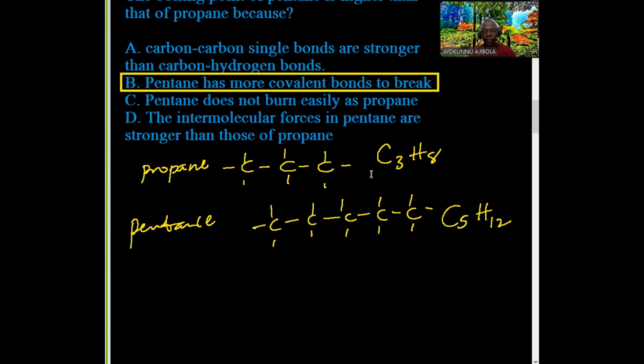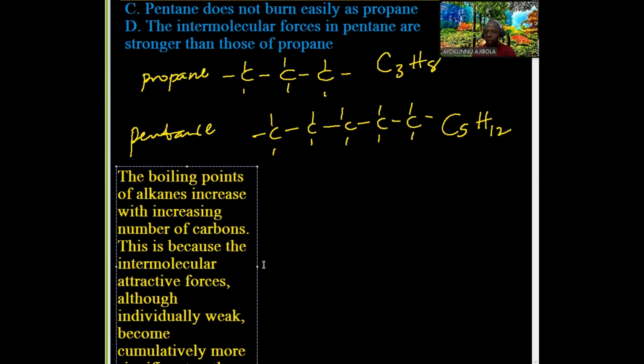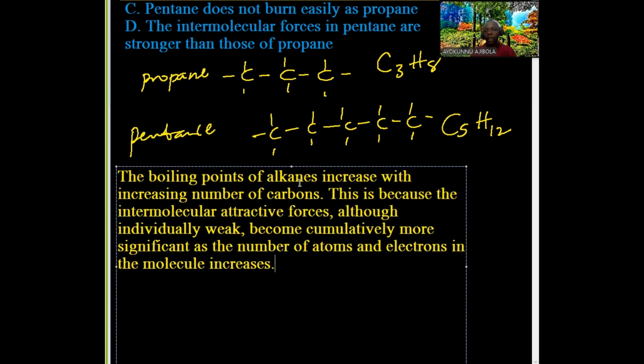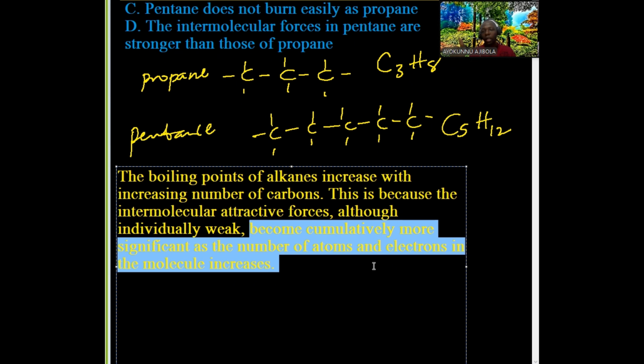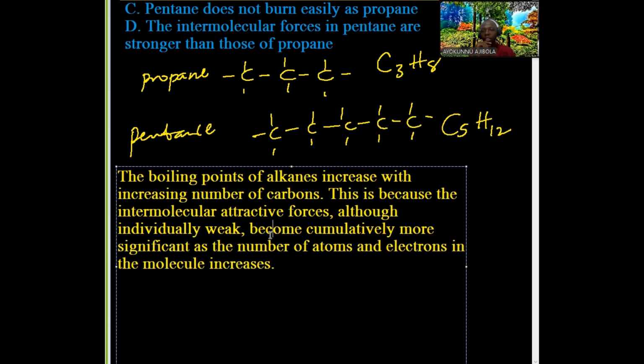So the other part of it that we can go through is that you can say the boiling point of alkanes, not necessarily one particular alkane, increases with the increasing number of carbons. So the first one has 3, the other one has 5, as in propane has 3, then pentane has 5. This is because of the intermolecular attractive forces. Although those forces are individually weak, the more they add up, the more energy they require to get broken.